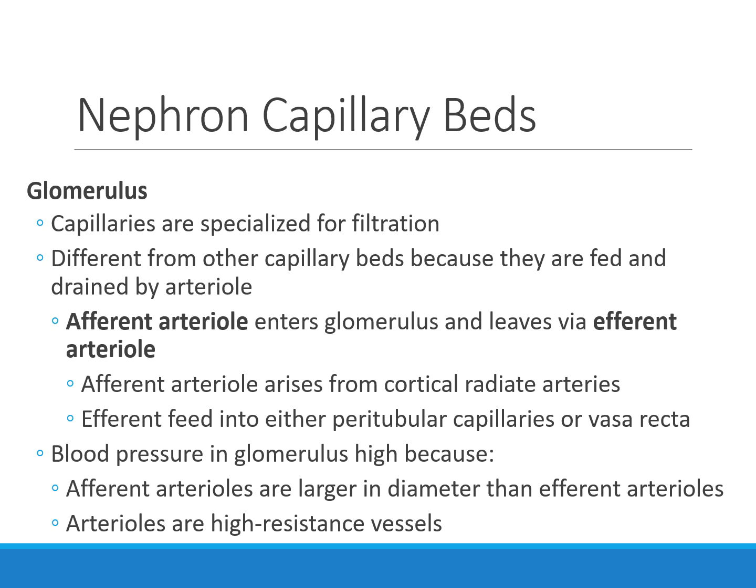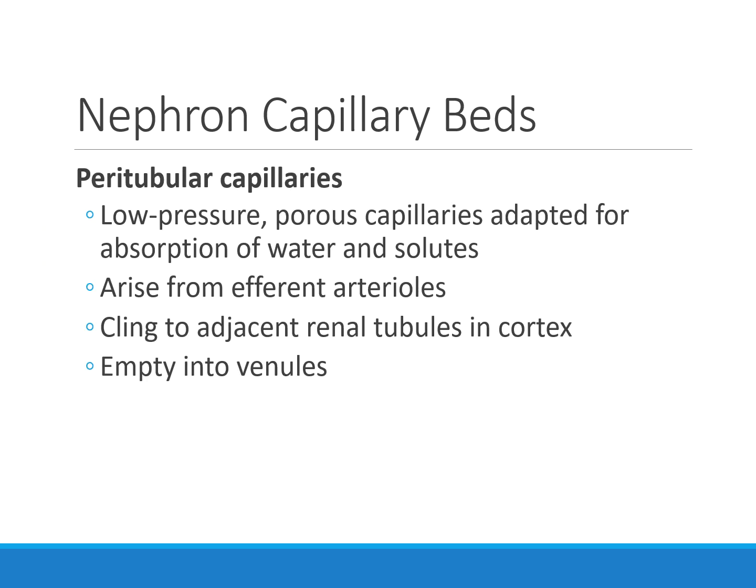The blood pressure in the glomerulus is high. The afferent arterioles are larger in diameter than the efferents, and the arterioles are high resistance vessels.